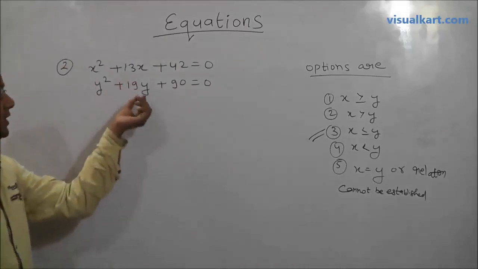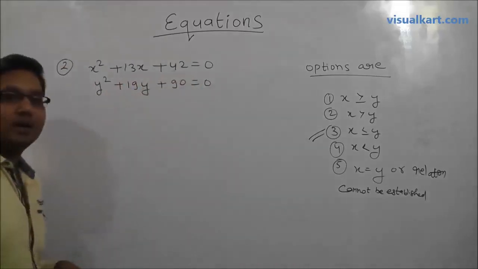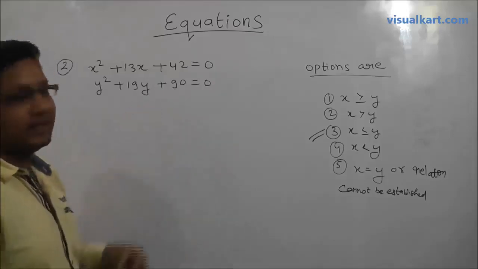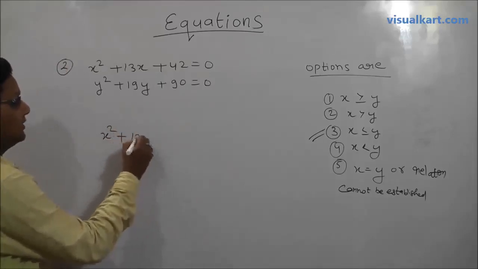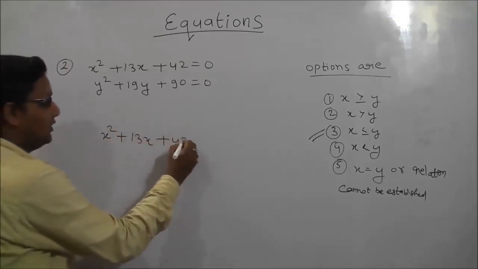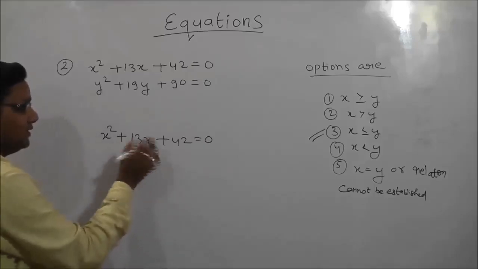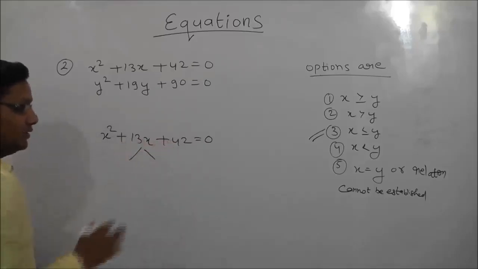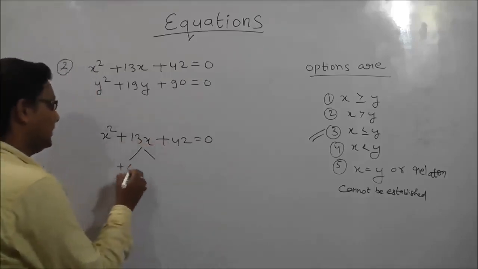x square plus 13x plus 42 equals 0 and y square plus 19y plus 90 equals 0. The first equation is x square plus 13x plus 42 equals 0. So 6 and 7, 6 into 7 is 42. So plus 6 and plus 7.